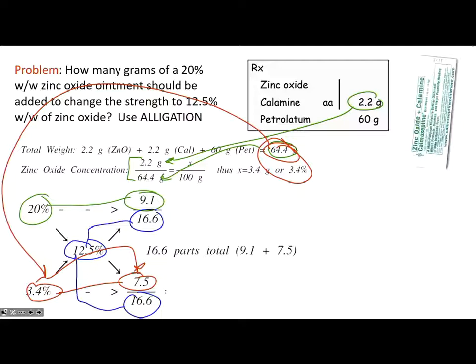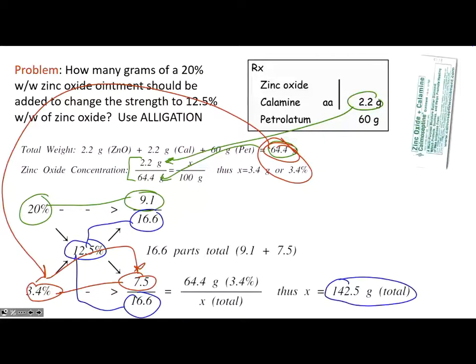So where you go from this is to set that ratio, 7.5 over 16.6, equal to 64.4 grams, since that's the weight of the 3.4% ointment we have, over X. And what we're solving for is the total. It's over the 16.6 parts, right? That represented the total weight. So now if I solve for X, you're solving for the total weight of the compound. So if you do that math, 16.6 times 64.4 divided by 7.5, you get 142.5 grams, right?